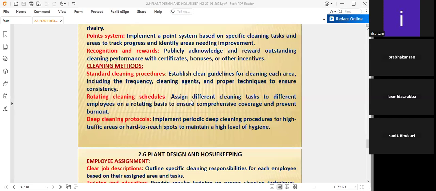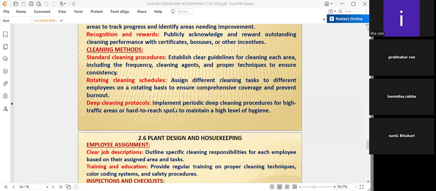For the rotating cleaning schedules, we have to rotate the people. One employee team of the welfare department is divided into four sections. One week they clean the urinals and bathrooms. The same team will go to other plant areas the next week, some glasses the next week, some other areas the next. Like this, job rotation will be taken care of for the employees. It will definitely help the employees to feel healthy and do the work effectively. Deep cleaning protocols are also important.